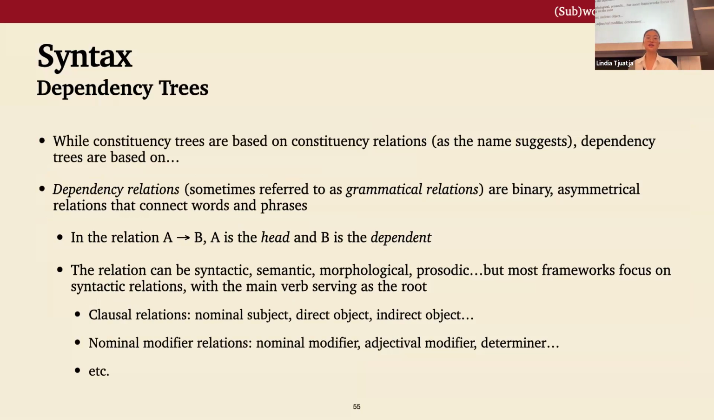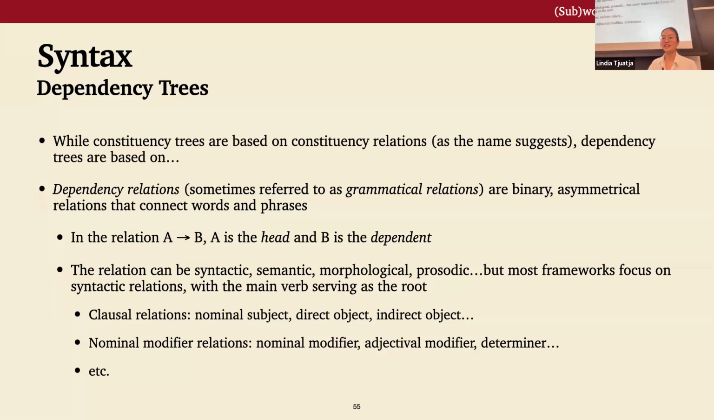So what I just described earlier were phrase structure grammars that are based on constituency relations. But there are other ways we can parse sentences, such as dependency parsers. Dependency trees are based on dependency relations, sometimes referred to as grammatical relations, and these are binary asymmetrical relations that connect words and phrases. So in the abstract, for a relation A goes to B, A is the head, and B is the dependent of A. You can define a relation in many different ways: syntactic, semantic, morphological, prosodic, but most frameworks will focus on syntactic relations with the main verb serving as the root of the tree.